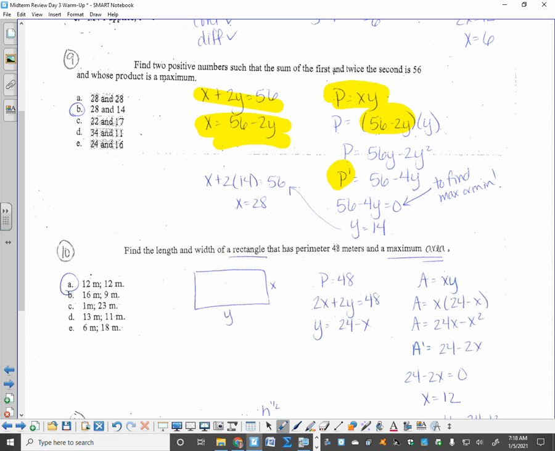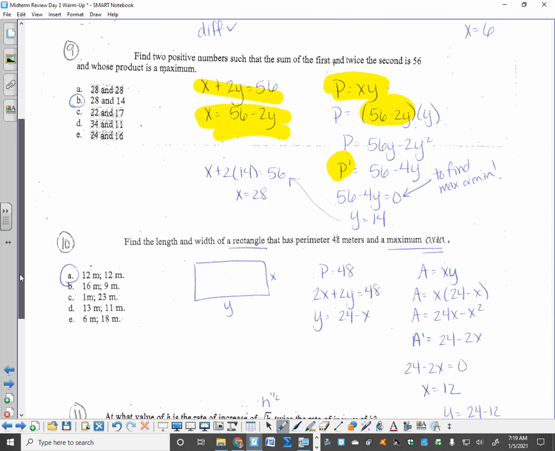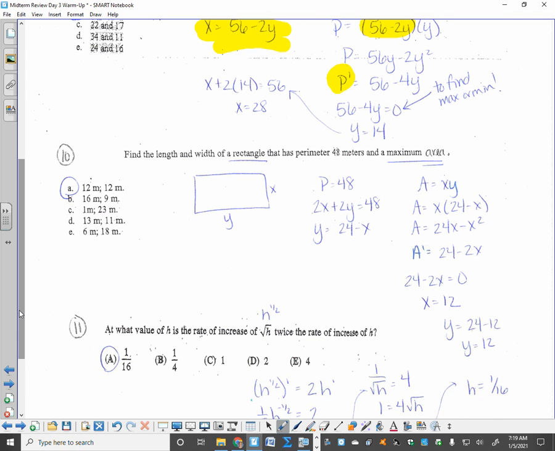Find the length and width of a rectangle that has a perimeter of 48 meters and a maximum area. So perimeter is just an extra formula they gave me that I'm going to use to manipulate, but I want to take the derivative of the area because that's what I am trying to optimize. So perimeter of a rectangle is 2x plus 2y, and that's going to give me 48.